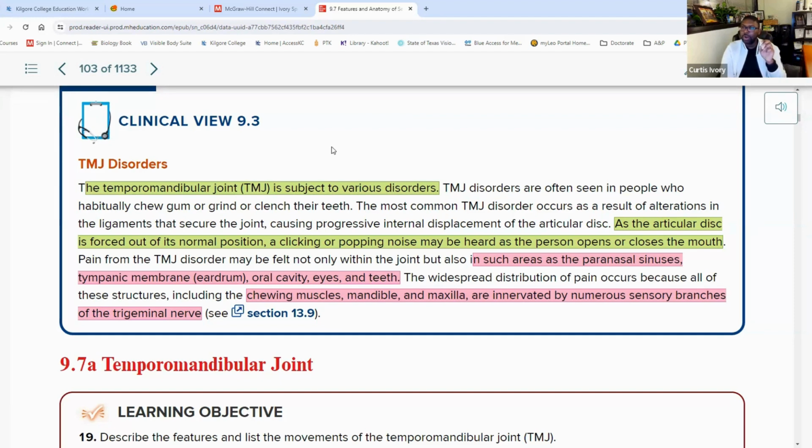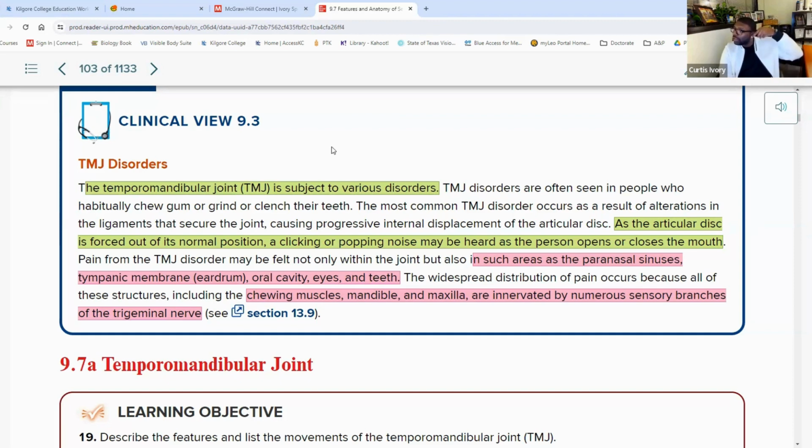So essentially, every time you would open your mouth, it would pop out of place, and then it would pop back in when you moved your mandible. You can typically feel this pain within your nasal sinuses, your eardrum, sometimes in your oral cavity or in your eyes and your teeth.